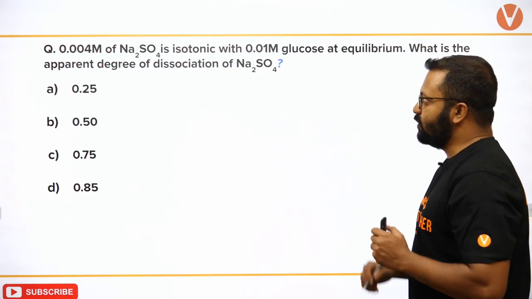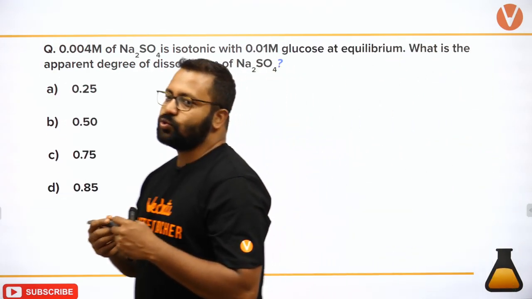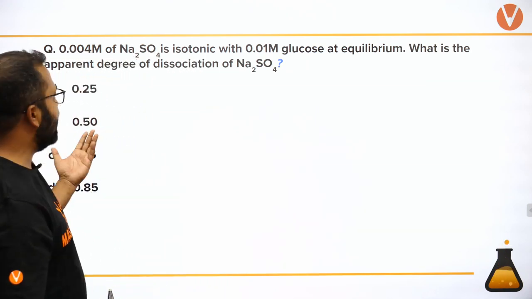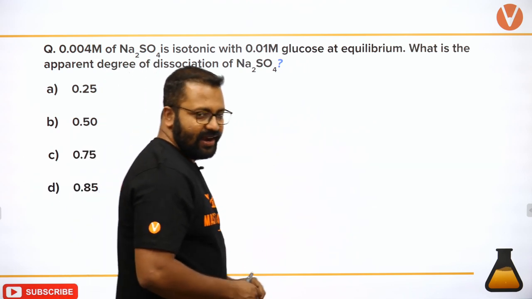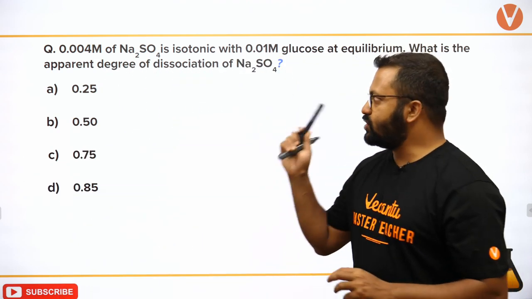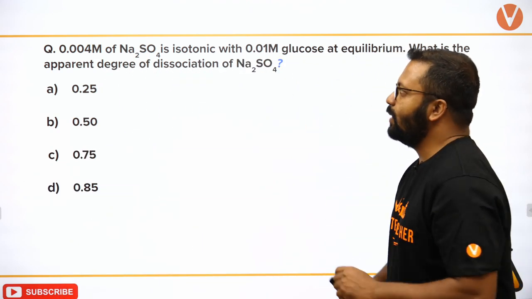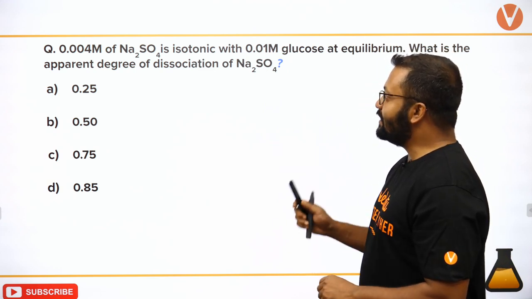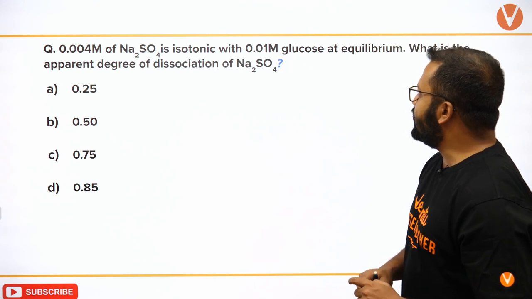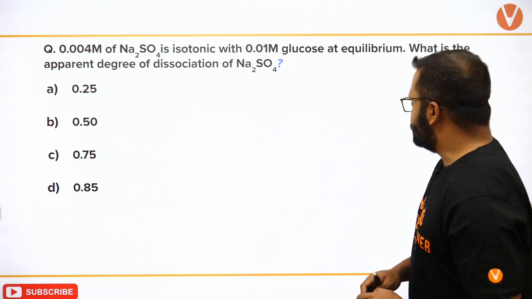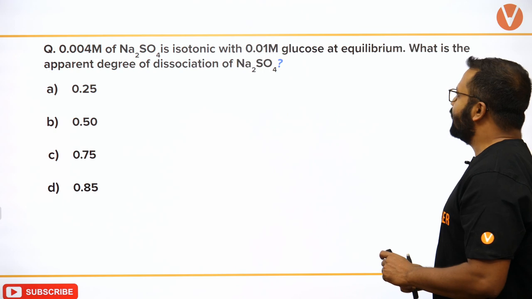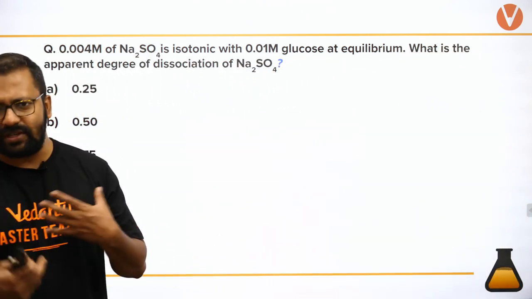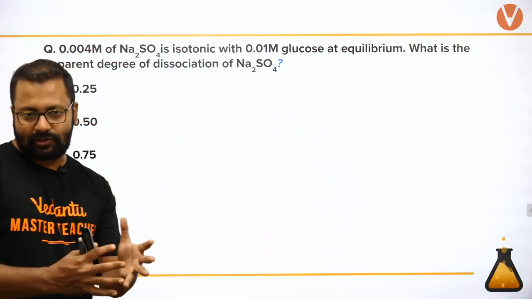Chaliye, next question pe chalte hain. The next question is nice. It's on apparent degree of dissociation. So, van't Hoff factor question aa gaya. The question is on van't Hoff factor. Let's look at the question. 0.004 molar solution of Na2SO4 is isotonic with 0.01 molar glucose at equilibrium. What is the apparent degree of dissociation? Apparent means observed degree of dissociation.